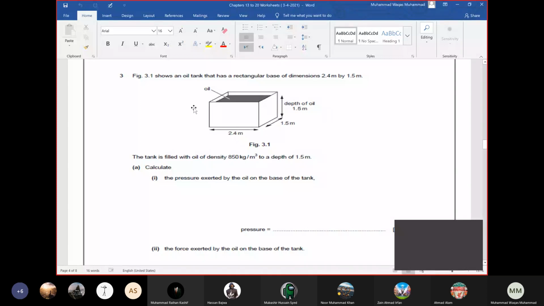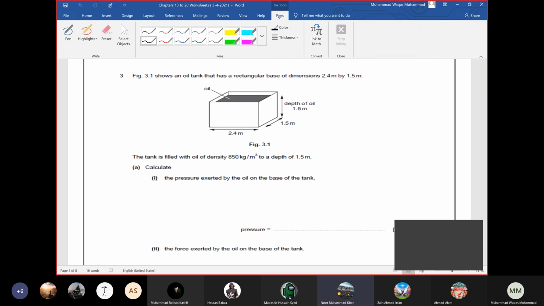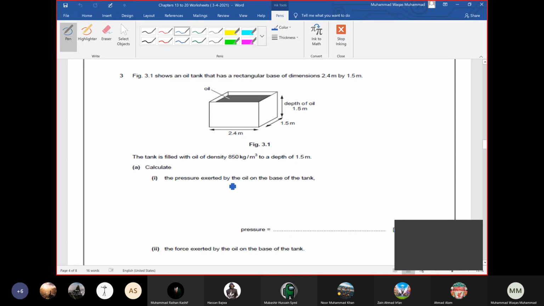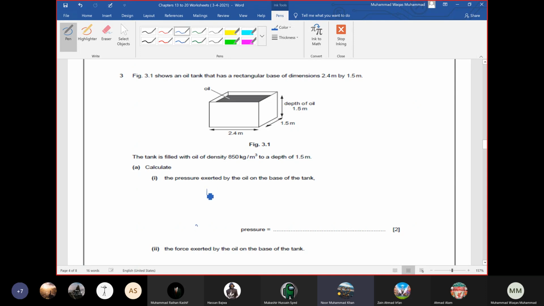Okay. So, beta, the question says: the figure shows an oil tank that has a rectangular base of dimensions 2.4 meters by 1.5 meters. The tank is filled with oil of density 850 kilogram per cubic meter. Now, beta, calculate the pressure exerted by the oil on the base of the tank. Sir, pressure is rho g h. Rho g h, so 850 into 10 into 1.5.